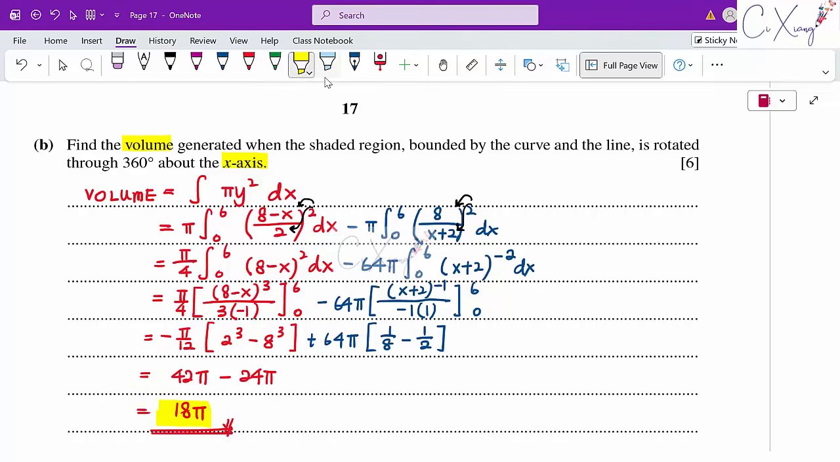All right, then if you try to read the question, they didn't mention that the volume must be the exact volume. Therefore, it is not wrong that you change your answer correct to 3 significant figures as well.